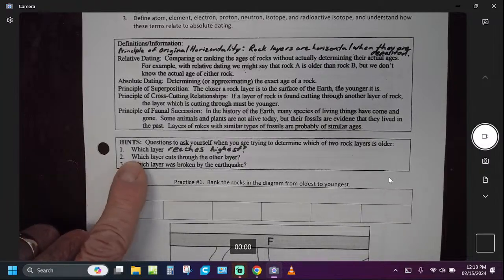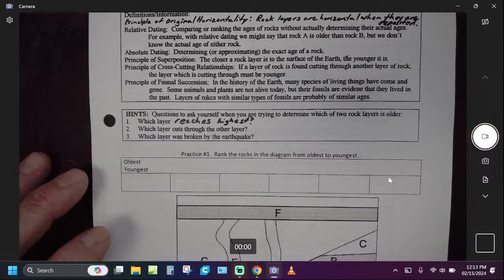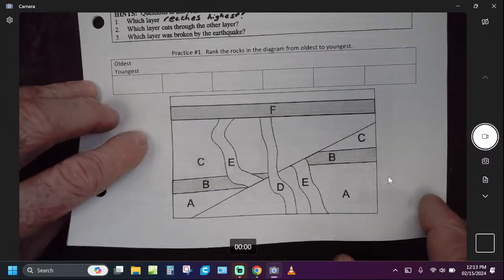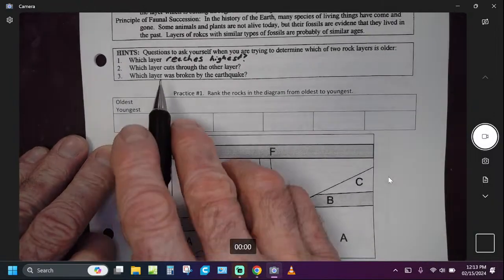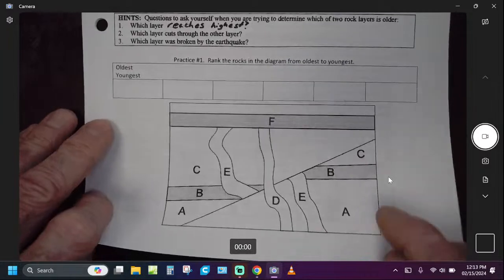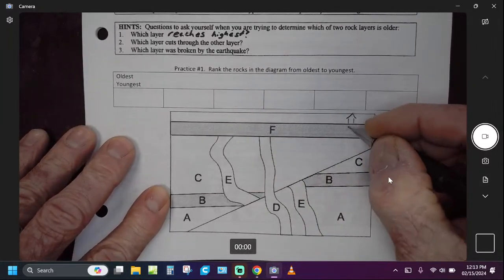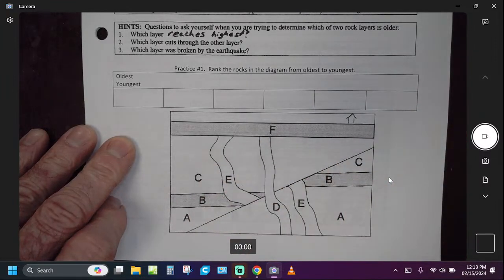So I've got some hints. As you're trying to solve these little puzzles, the purpose of which is to put everything in order, ask yourself these questions. First, which one reaches the highest? So I'll draw a house on top for reference. There's the surface of the earth. If these are all layers down here, where are the oldest ones going to be? The bottom. So the one that reaches the highest would be the youngest.